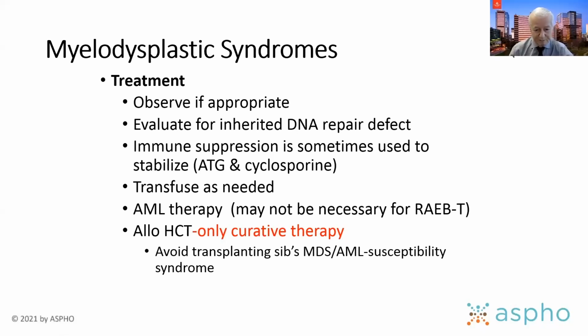tempo of the disease. One caveat, of course, is if you're going to have a sibling donor, you want to make sure that they don't have an underlying susceptibility syndrome to transplant your patient with.